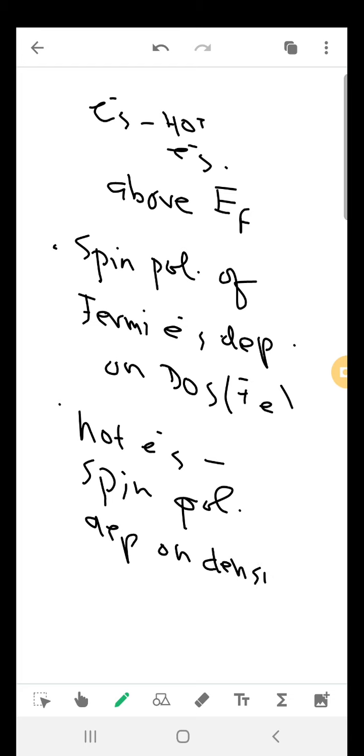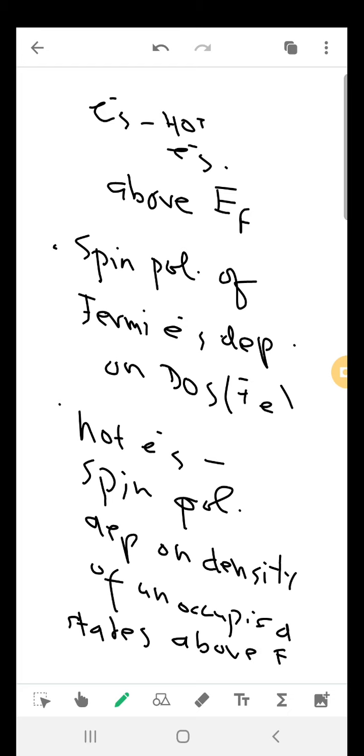It depends upon the density of unoccupied states above the Fermi level.